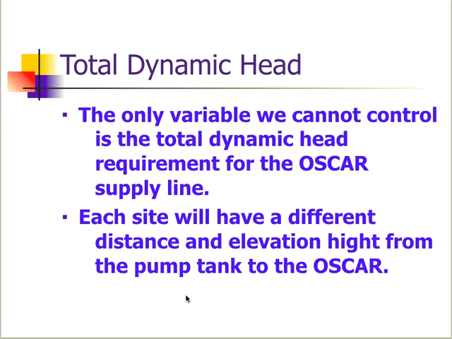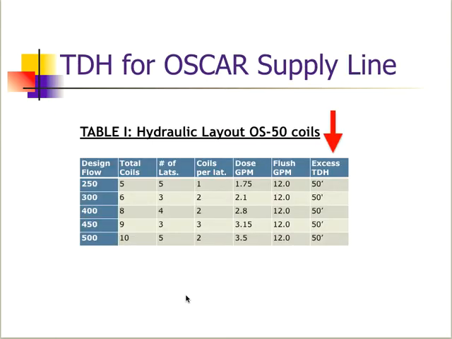Now there's another factor that in our standard package we can't dictate or control or predict, and that is going to be what the length of supply line to the Oscar between the tank and the Oscars are, or the elevation difference. So this total dynamic head requirement on that supply line does need to be calculated, and of course each site's going to be slightly different.